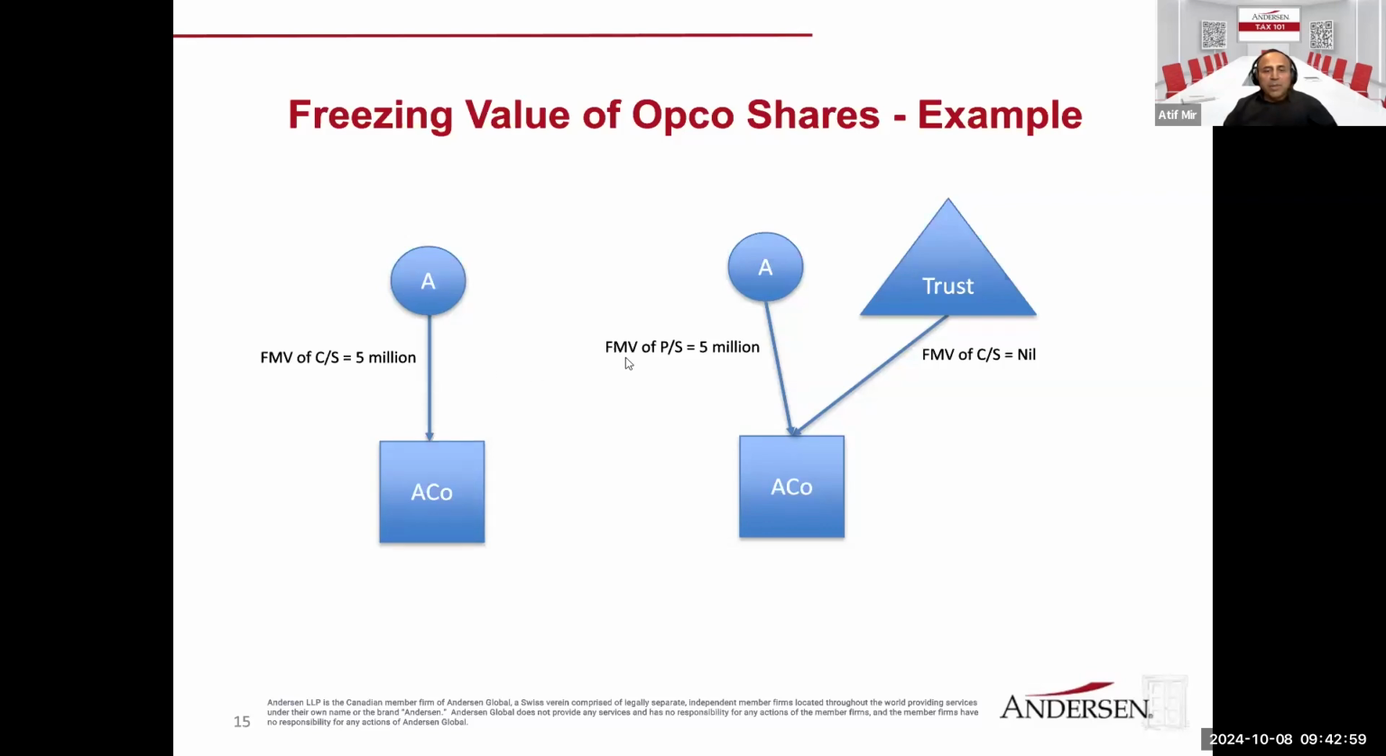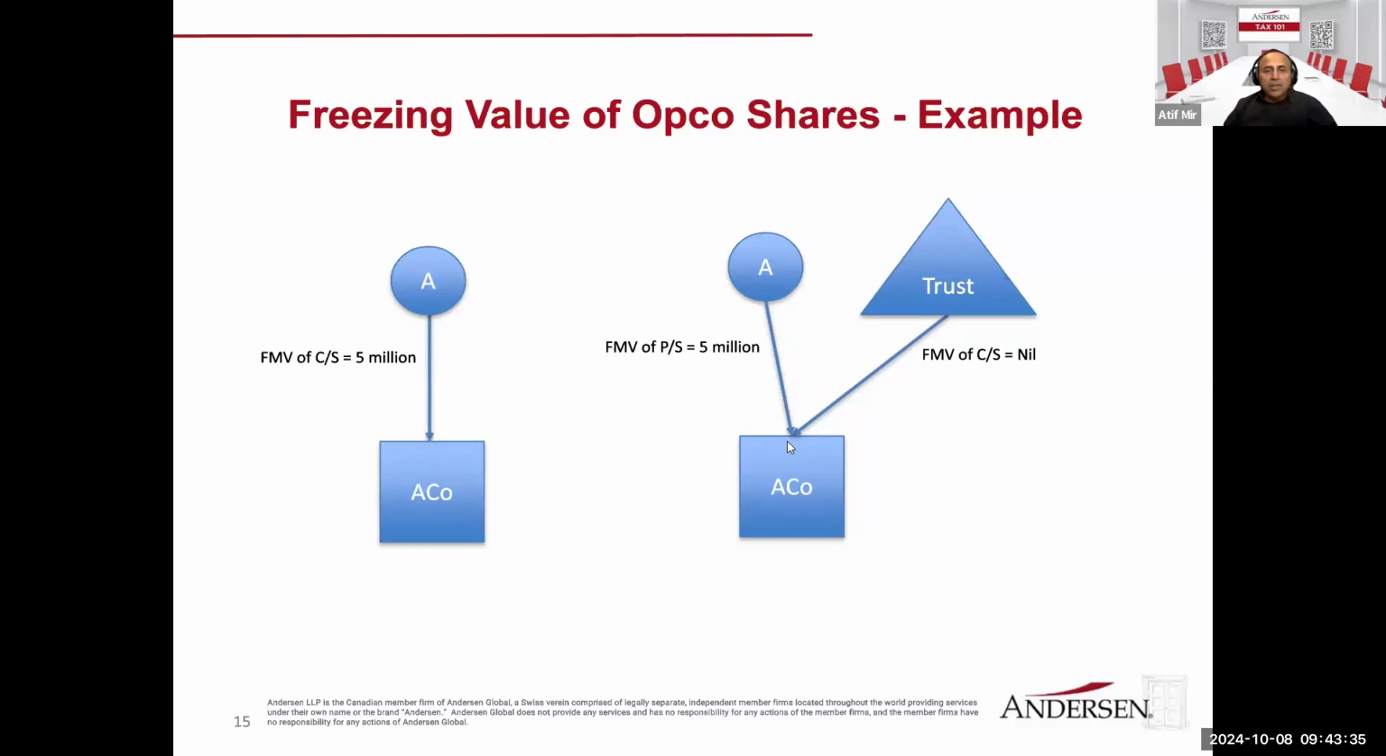But if you have frozen the shares and now Mr. A passes away, only $5 million is captured. The rest of the 5 million that has grown over the years will be attributed to these common shares and beneficiaries, which is owned by the trust, and they will not be considered deemed disposed of at the time of the death of Mr. A. So by simply freezing the value of the OPCO shares, Mr. A has significantly reduced his tax liability at the time of the death.